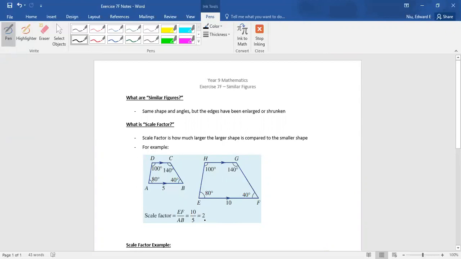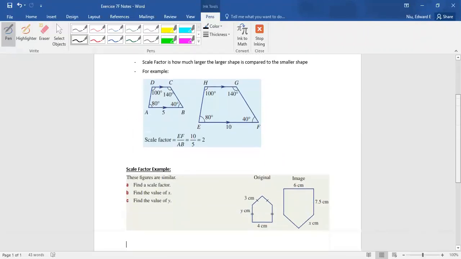If the scale factor was 1.5, then that means the shape on the right would be 1.5 times larger than the shape on the left. If it was 3, it would be 3 times larger, and so on and so forth. Let's do an example to put some context to this.